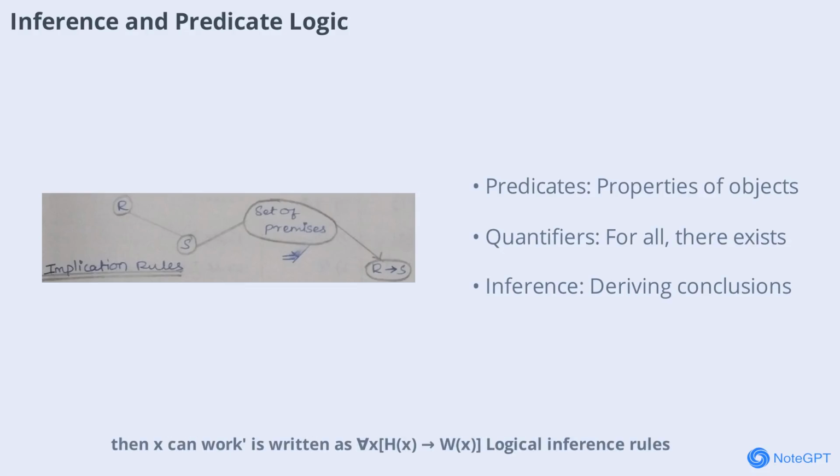Logical inference rules such as modus ponens and hypothetical syllogism help us derive conclusions from premises. Predicate logic is foundational in mathematics, computer science, and philosophy, enabling precise reasoning about sets, functions, and relationships. Mastering these concepts equips you to tackle more advanced logical arguments and proofs.